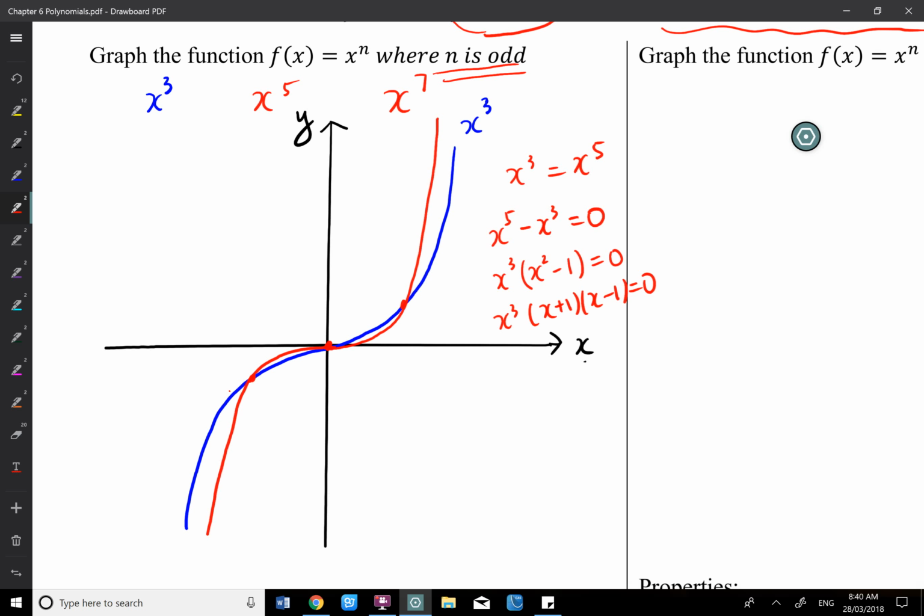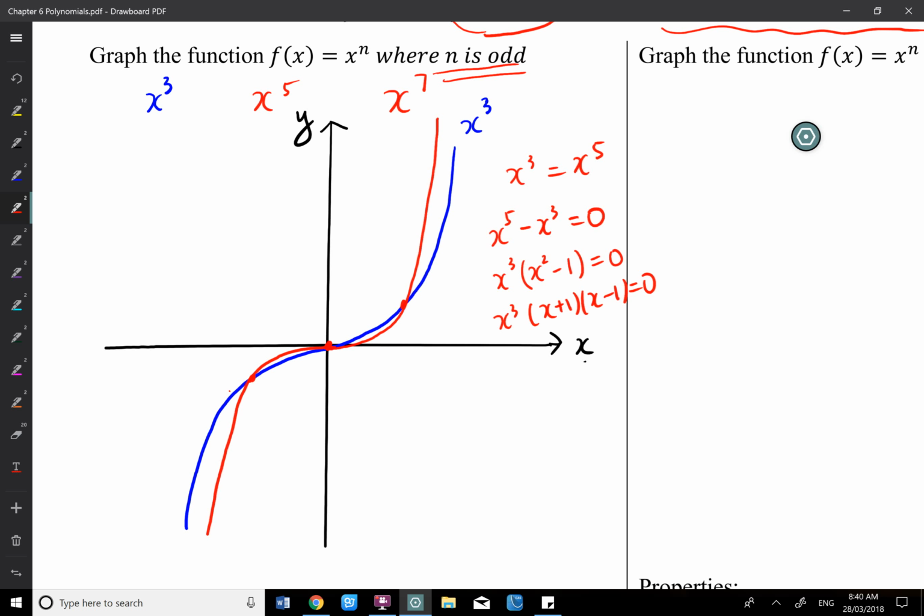Just to let you know, x to the power of 3, 7, 5, 9, they all look like a cubic shape. X to the power of any odd number is the same shape as the cubic. But they will intersect, the dilation is a little bit different.